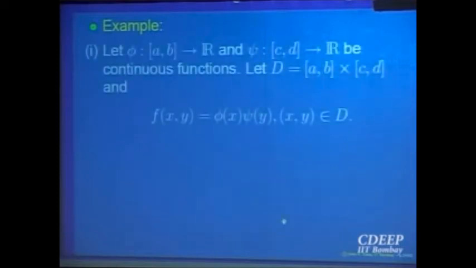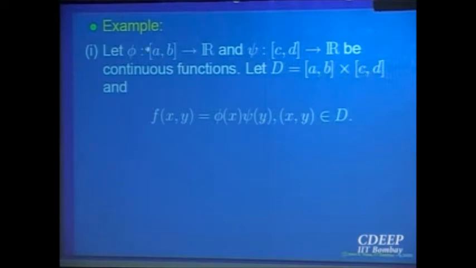Let us take a very simple example. Look at two functions, phi and psi. Phi is defined on an interval [a, b], psi is defined on an interval [c, d]. Both are functions of one variable. I construct a function of two variables f(x, y), which is phi(x) times psi(y). It is a function of two variables defined on the rectangle [a, b] cross [c, d].